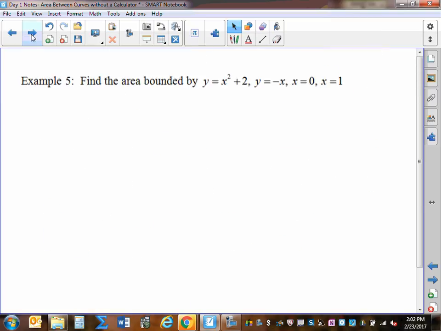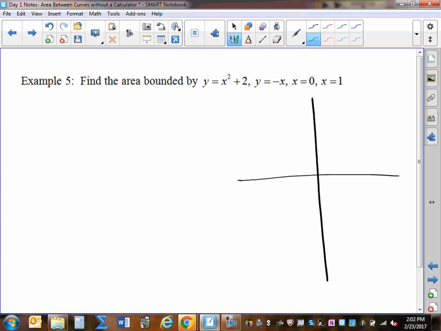Alright, so example 5 says find the area bounded by y equals x squared plus 2, y equals negative x, x equals 0, and x equals 1. So I want you to go ahead on your paper and sketch this region, sketch these graphs. So go ahead and graph your parabola, your line, and your vertical lines there.